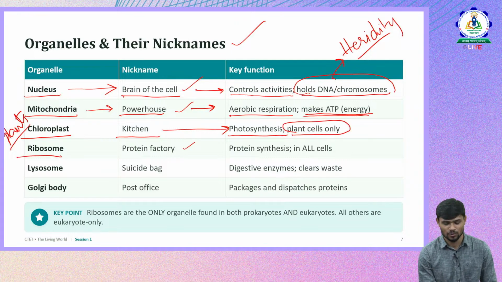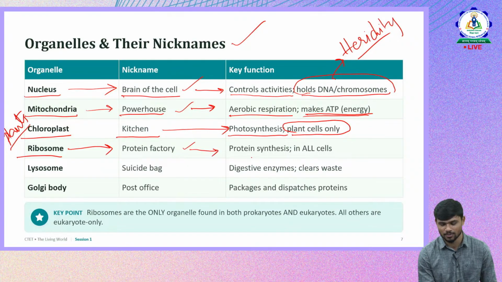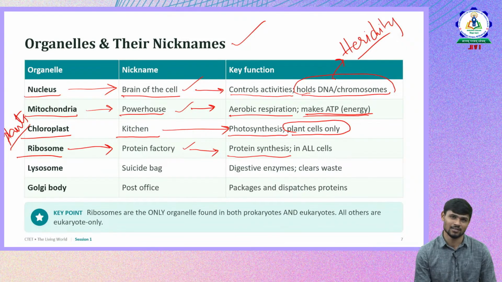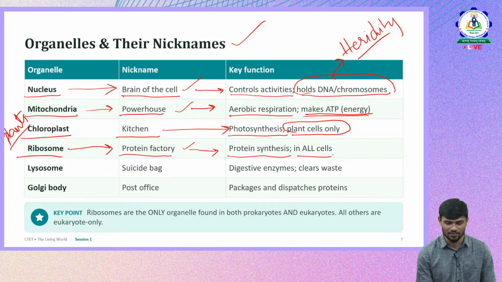Ribosome, next most important. Ribosome is called the protein factory of the cell. And why is it called the protein factory? Because it synthesizes the proteins inside the cell. Whatever proteins the body or the cell needs are prepared by the ribosomes. They manufacture the proteins in the cell. Since they are manufacturing the protein inside the cell, they are called factories. Okay, protein factories. All cells will have ribosomes.